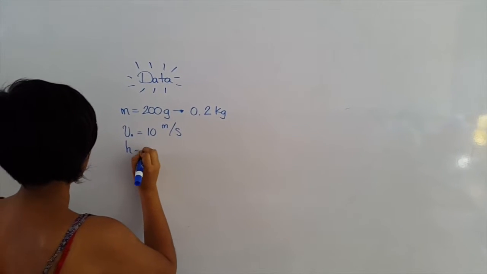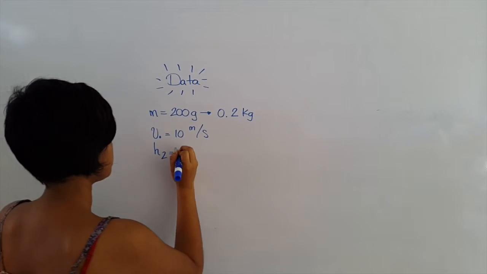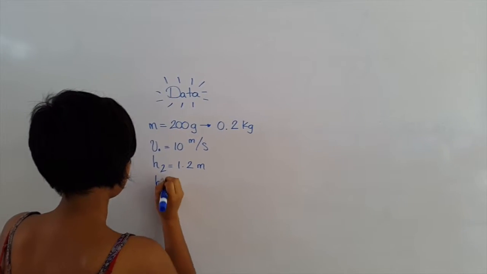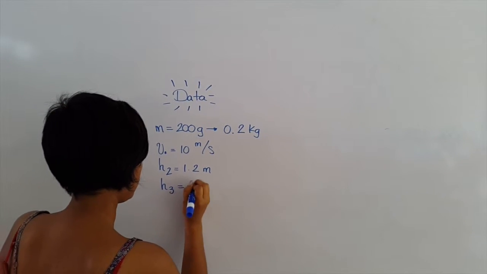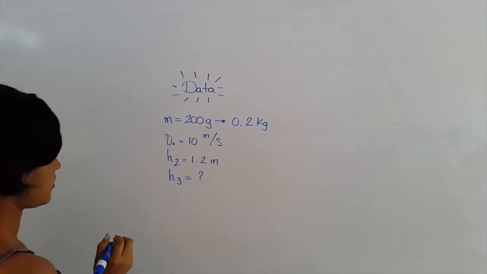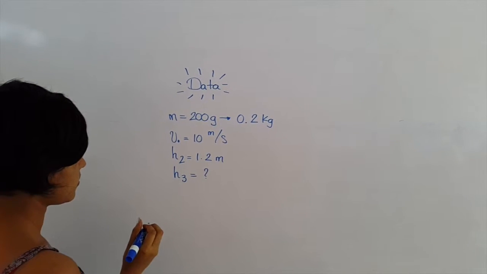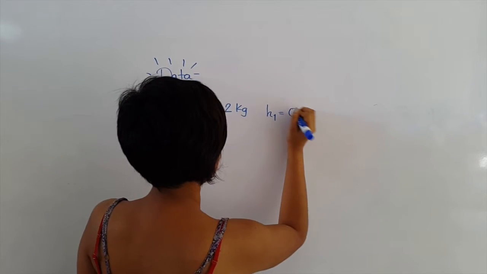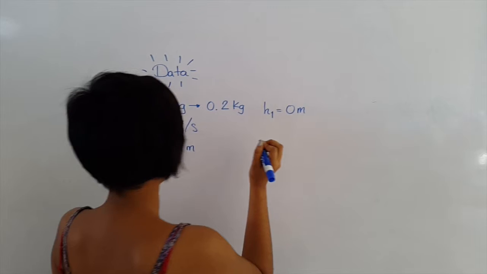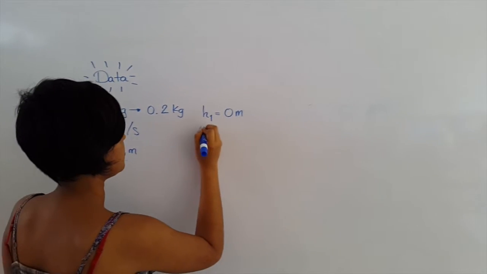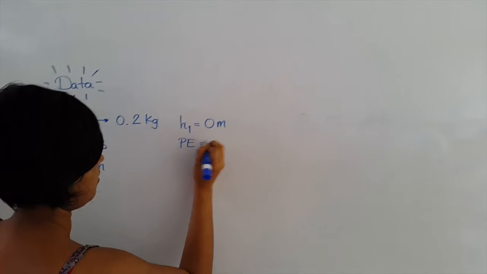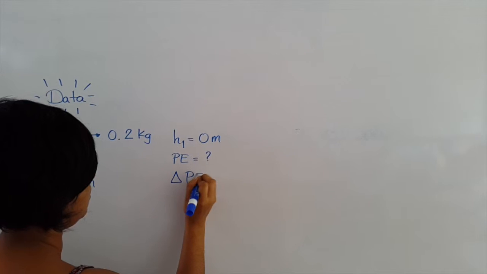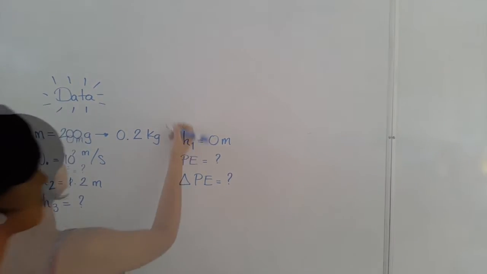We proceed then to write our height 2, which is the point from which the rock was originally launched. This is 1.2 meters. Our height 3 is an unknown. We need to find this in order to solve the problem. We will then write our height 1. This is ground level, so it's obviously 0 meters. To solve our problem, question A asks for the potential energy, and to solve question B, we need to find the difference in potential energy.